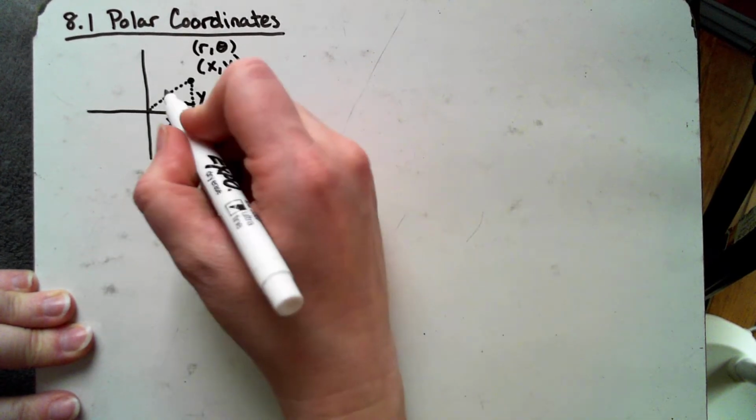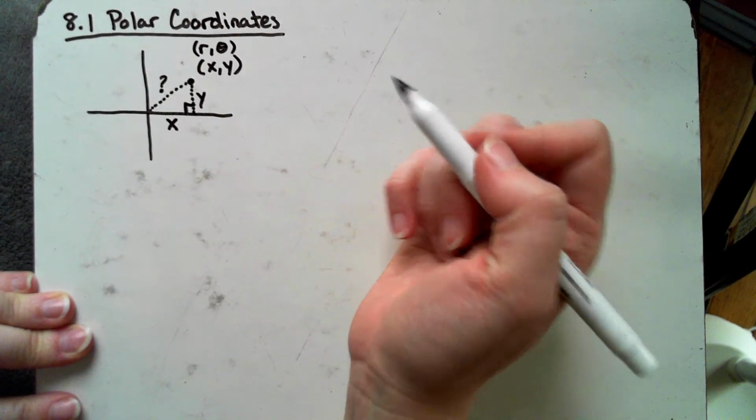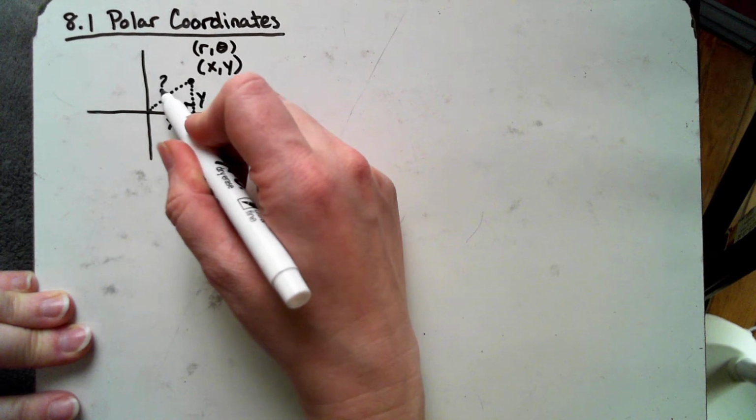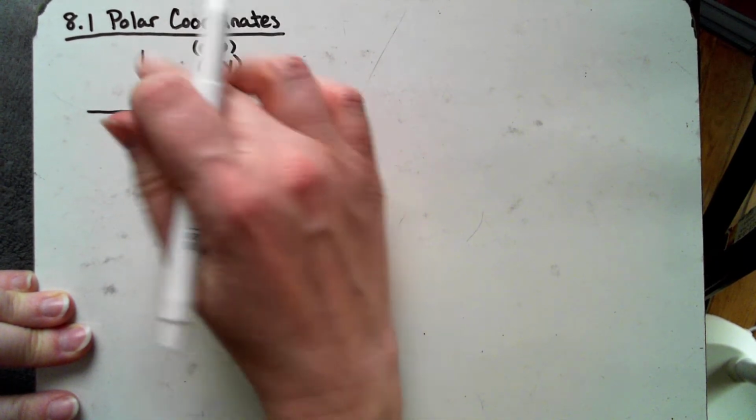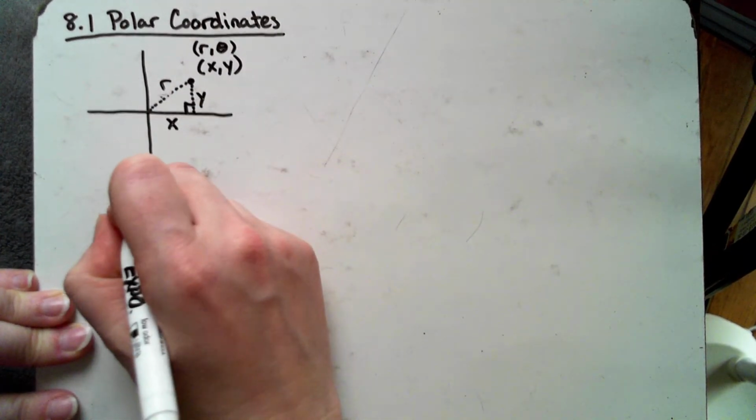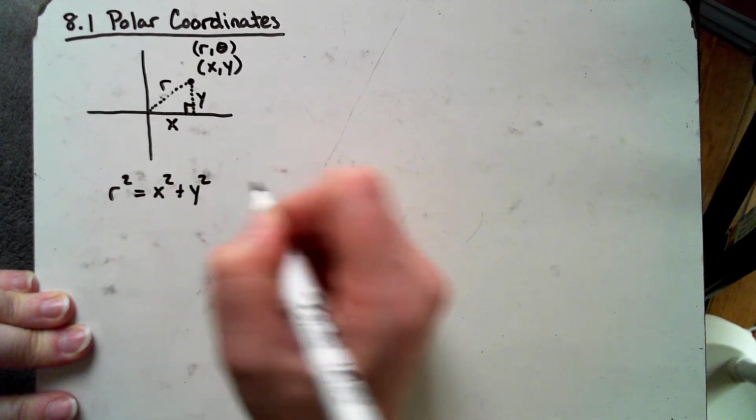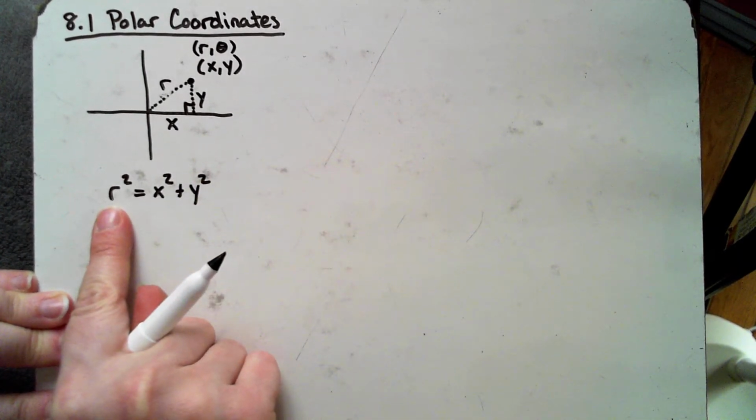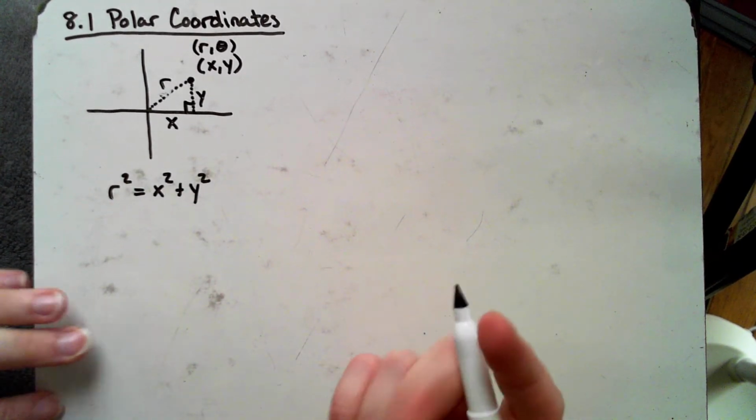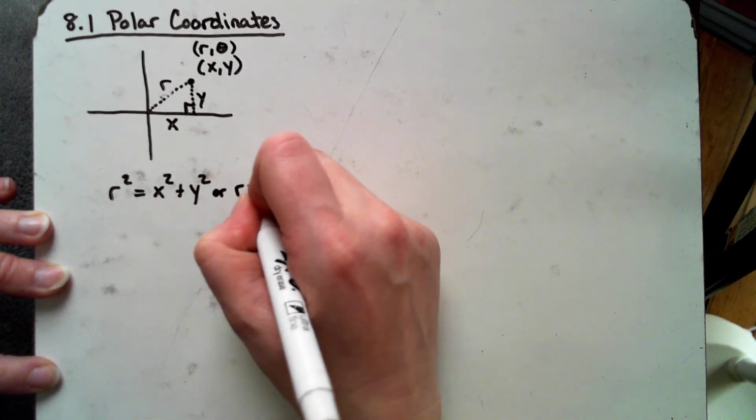So let's think about how to find the distance on this side. We would use the Pythagorean theorem. So x squared plus y squared equals this squared, and we're going to call this r squared. So r squared equals x squared plus y squared. I could also solve for r to get that r equals the square root of x squared plus y squared. So I could write it this way, or I can write it this way.